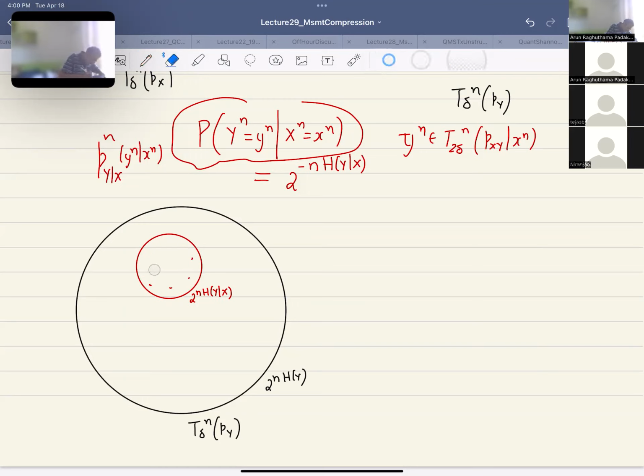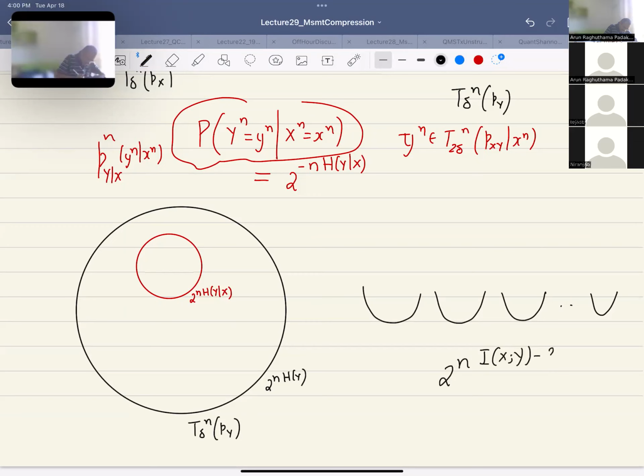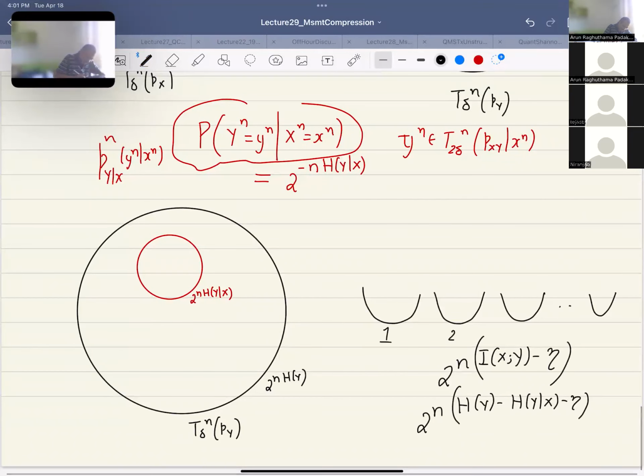Okay. Before I do that, maybe I'll do the following. I'm going to take 2 power n I of x colon y minus some small eta number of bins on the right. So I'm going to just take 2 power n times h of y minus h of y given x minus eta number of bins on the right. Just empty bins. Okay, just take so many empty bins. So 1, 2, and so on. So this is 2 power n, this number.